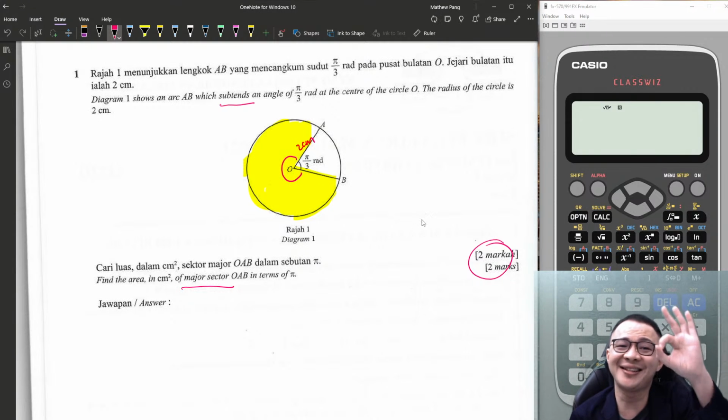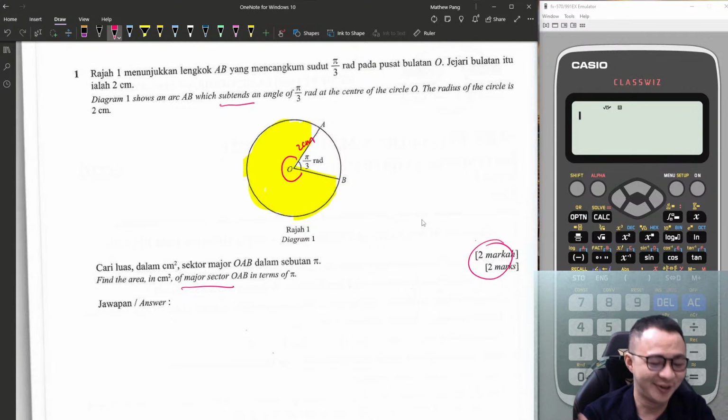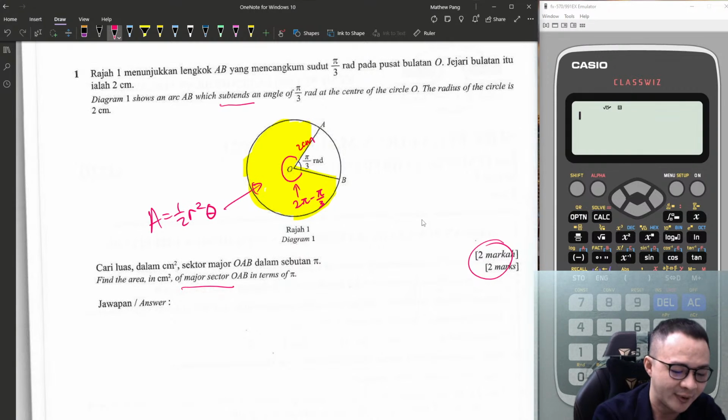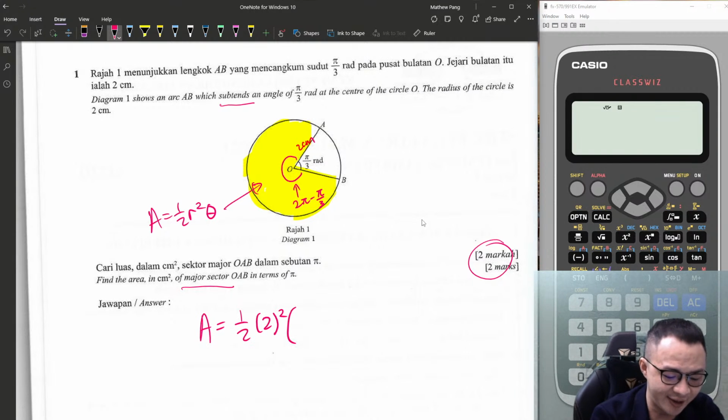We know 360 degrees is 2 pi, isn't it? So this angle is 2 pi minus pi over 3. The area of a sector formula is quite easy: half r squared theta. Then I just plug in. So the area is half, my r is 2 squared, my theta is 2 pi minus pi over 3.